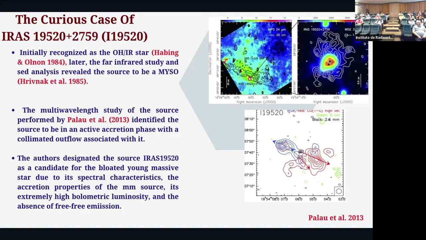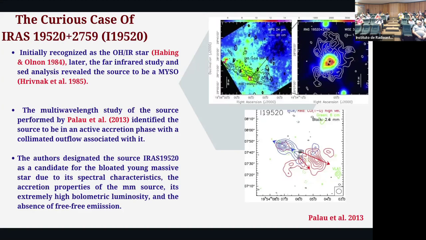The interesting thing about this source is that it has a fairly bright optical counterpart, and the distance of the optical counterpart is also somewhere between 8 to 9 kpc. The bolometric luminosity of this source is somewhere around 10 to the power 5 solar luminosity, so it's one of the brightest MYSOs. And the optical counterpart has a spectral type somewhere between O9 and early B1. So it is a bit later if you compare it with the bolometric luminosity of this source.